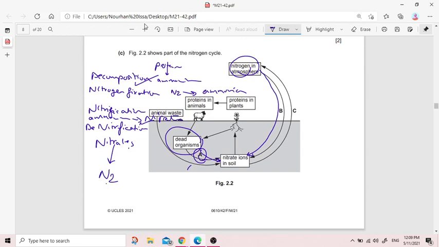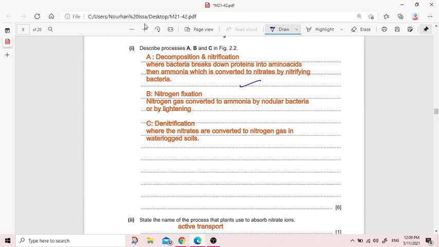B, it is nitrogen fixation. Don't tell him where the nitrogen is converted to nitrate. This is what you can see in the diagram, so you have to write another point other than this. How is it converted into nitrates? How does the nitrogen fixation happen? Either by nodular bacteria, the bacteria in the roots of some plants, or by lightning. So here I said nodular bacteria or lightning.